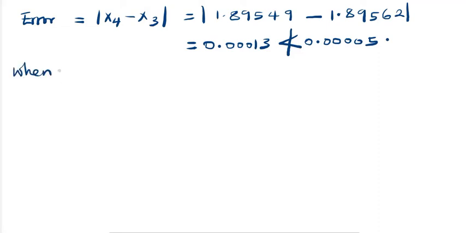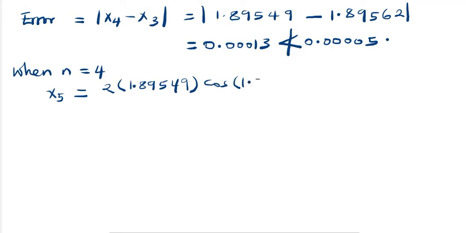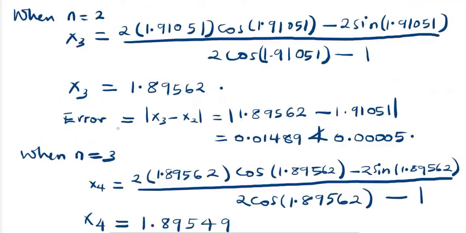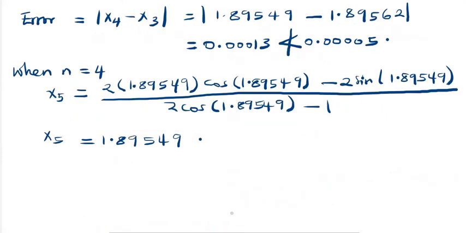When n is equal to 4, we get x5, which is equal to, I'm going to make direct substitution, 2 into brackets 1.89549 cos 1.89549 minus 2 sine of 1.89549, everything all over 2 cos of 1.89549 minus 1. Again, with our calculator in radians, we compute x5, which is equal to 1.89549. When you look at x4 and x5, they are the same values, meaning that our error is 0 this time. Let's see, error is equal to x5 minus x4.